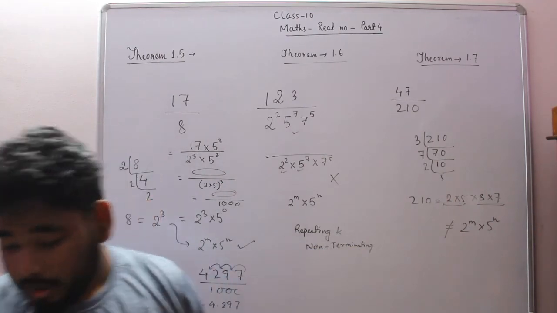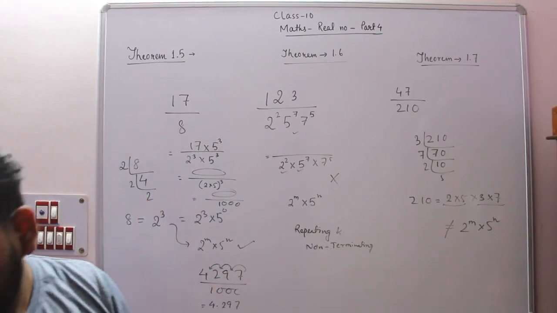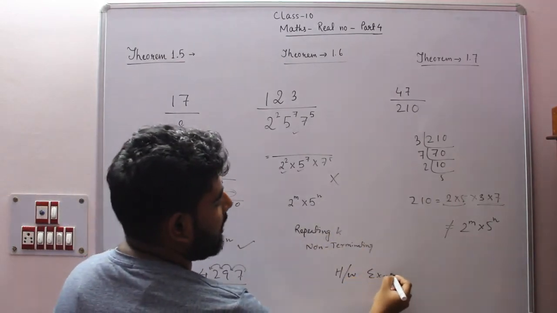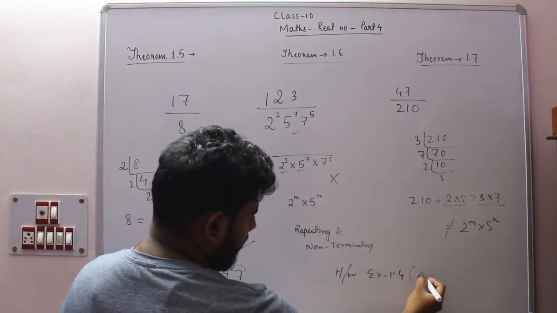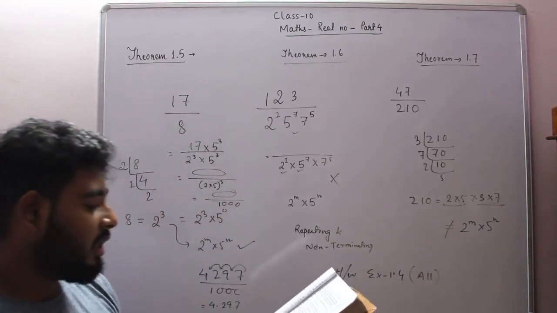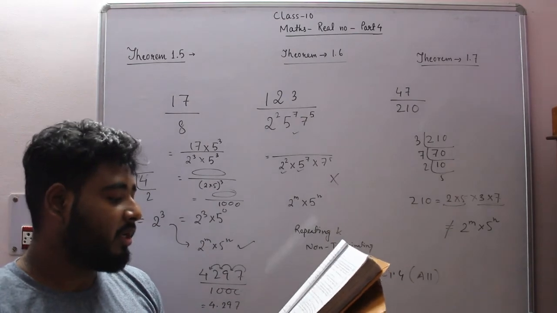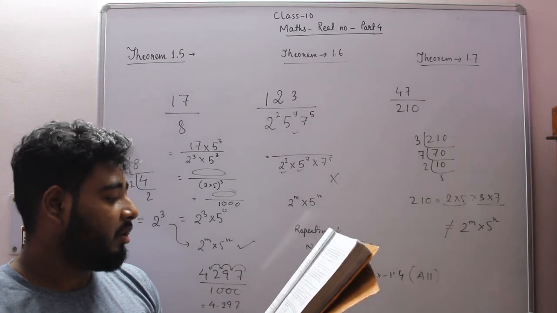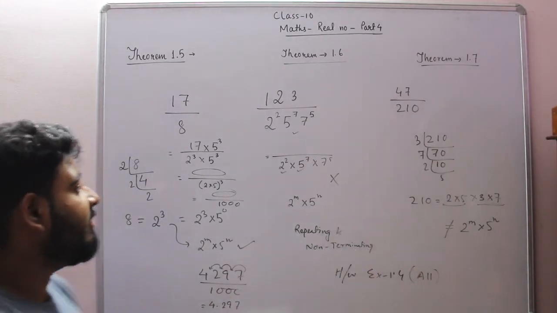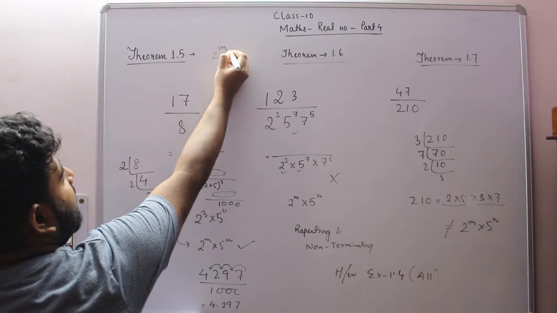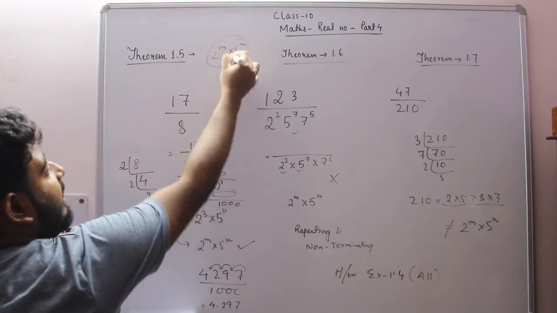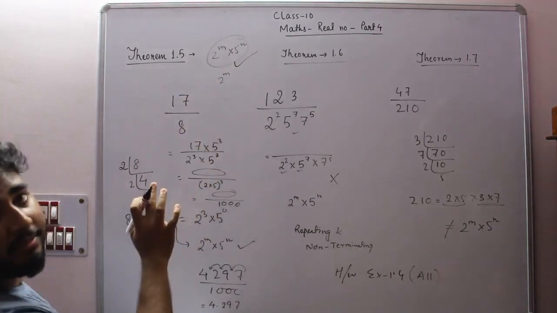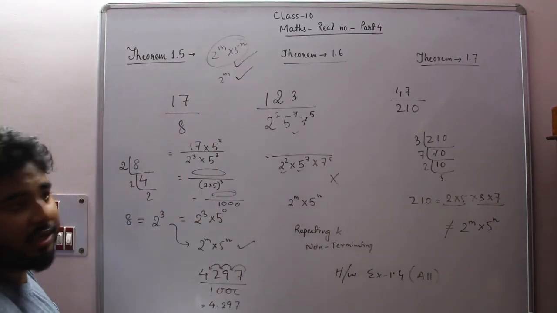Okay? So the exercise 1.4, all the questions you can do. So your homework will be exercise 1.4, all questions. So the first question they have asked, without actually performing the long division, state whether the following rational numbers will be terminating or non-terminating. So factorize the denominator. If it is in the form of 2 power m into 5 power n, then it is terminating decimal expansion. If it is only 2 power m, 2 to the power something, that is also terminating decimal expansion.